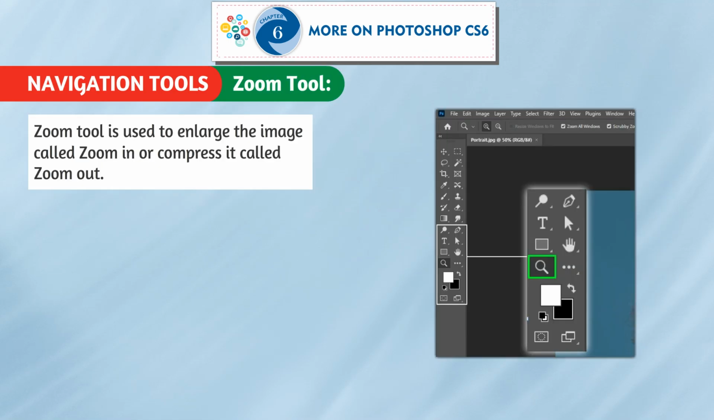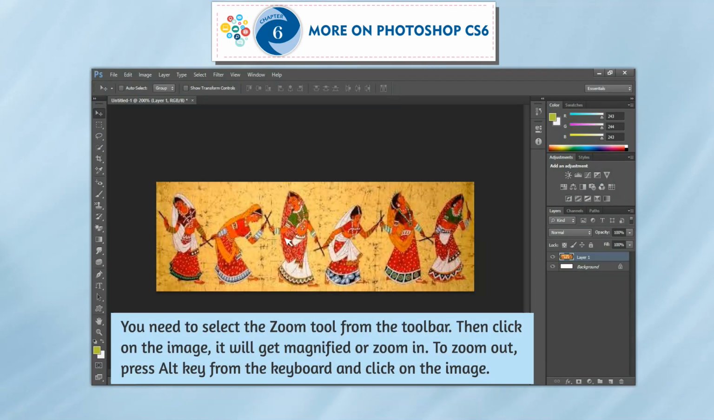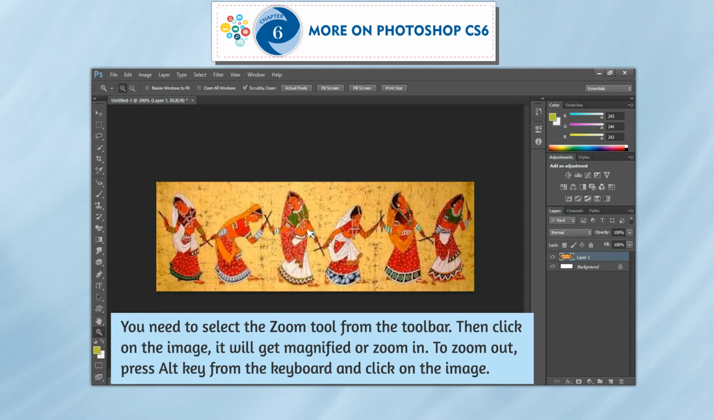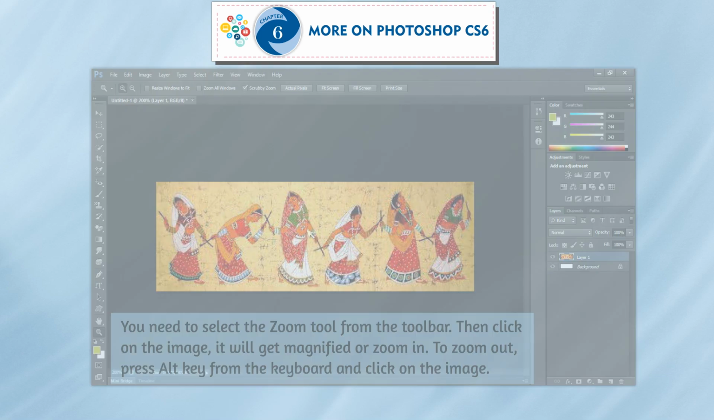Zoom tool. Zoom tool is used to enlarge the image called zoom in or compress it called zoom out. You need to select the zoom tool from the toolbar. Then click on the image, it will get magnified or zoom in. To zoom out, press Alt key from the keyboard and click on the image.